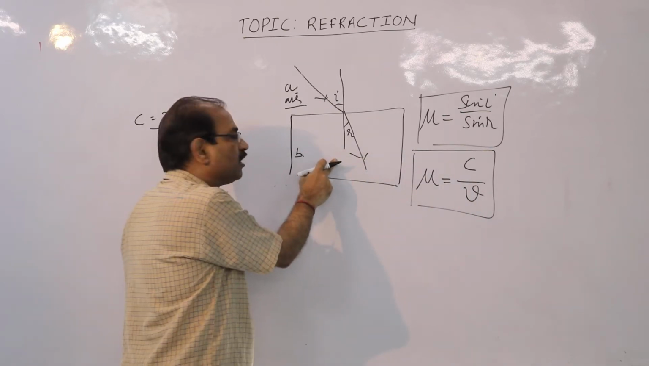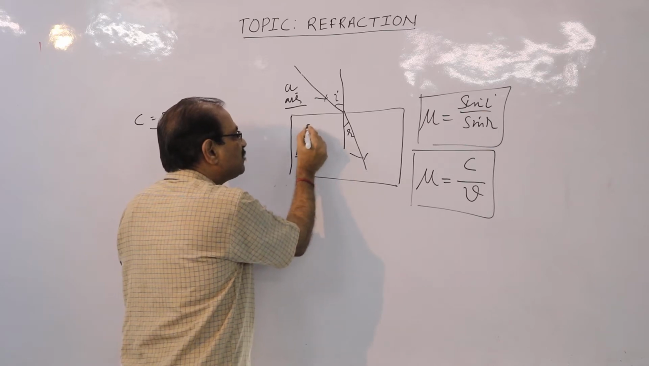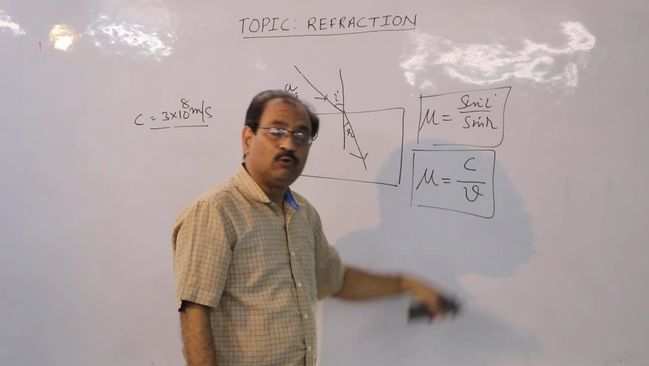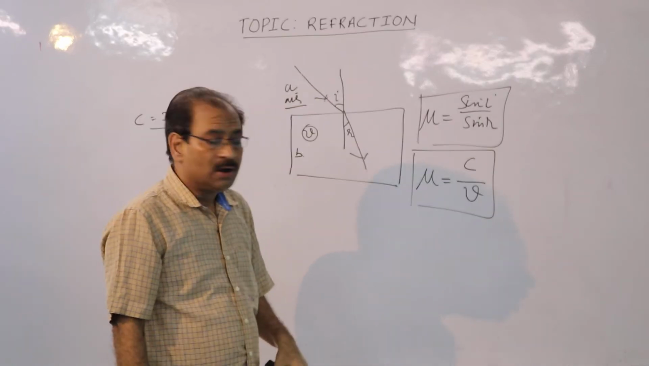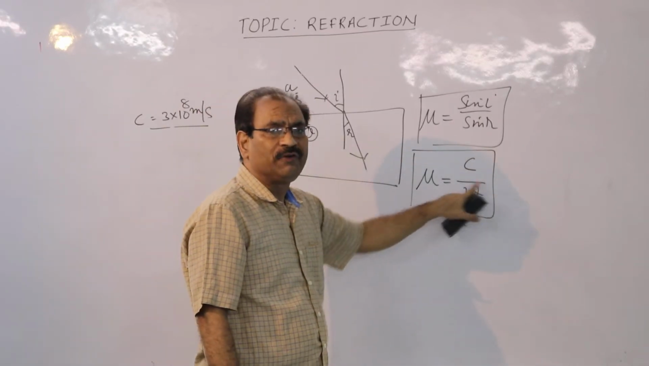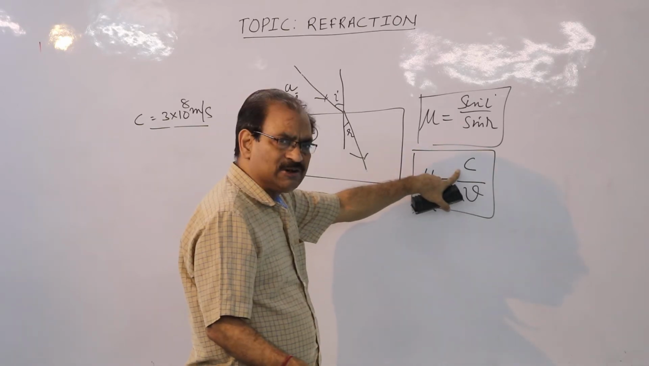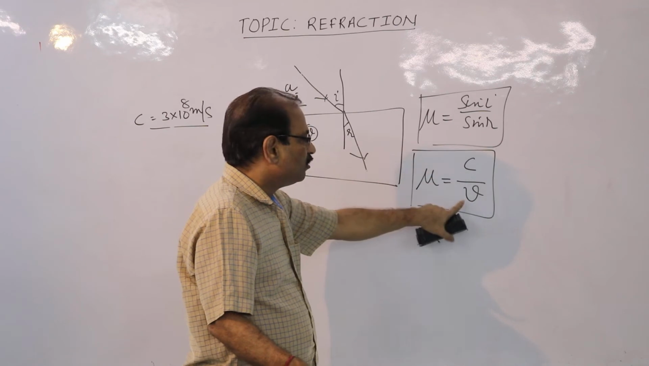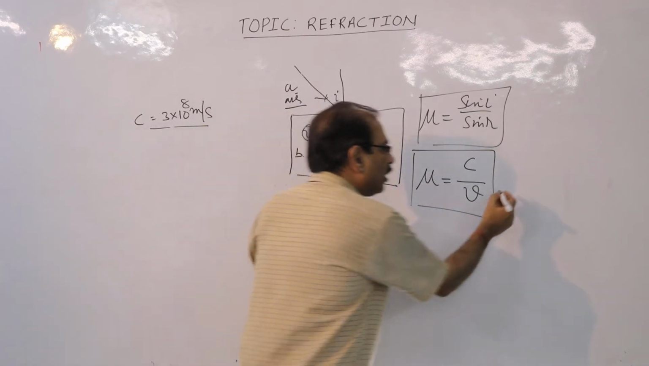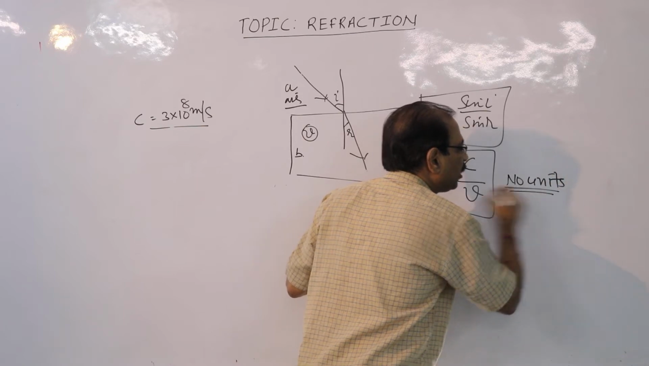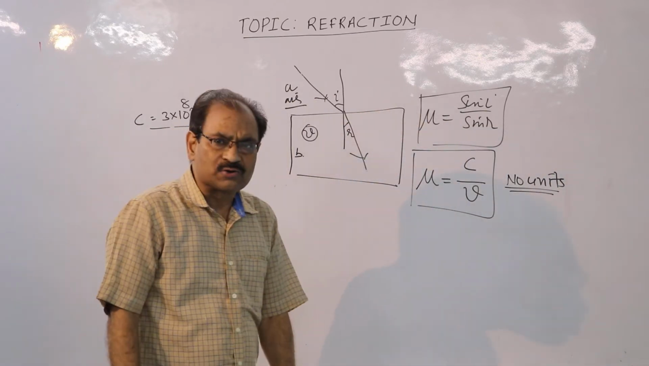Here, suppose it is the glass slab. Let us take the speed of light to be V here. Then mu is equal to C upon V. Now let us come to another important thing. What must be the SI unit of the absolute refractive index? Children, this is speed, meter per second. This is also meter per second. So remember, it has no units at all. It is just a constant quantity, a unitless quantity.